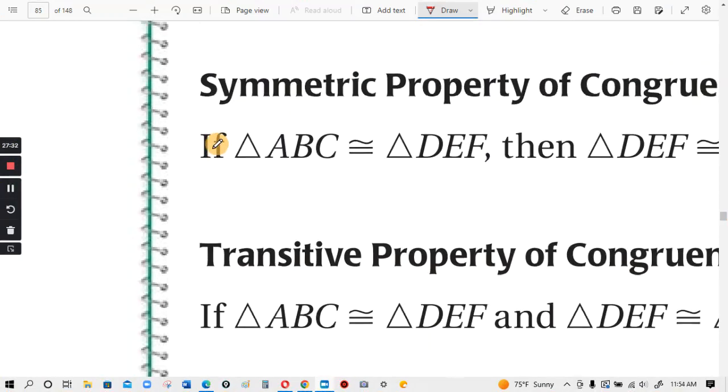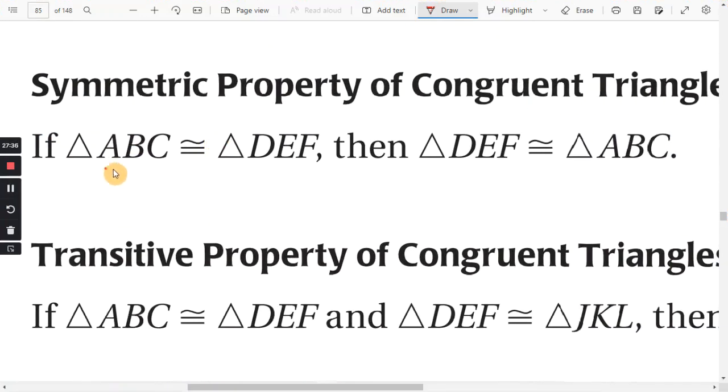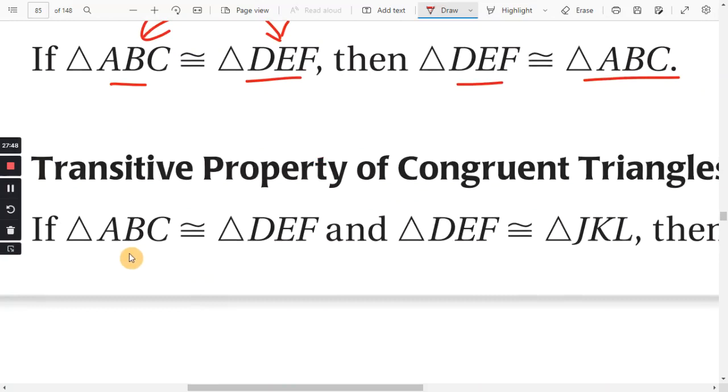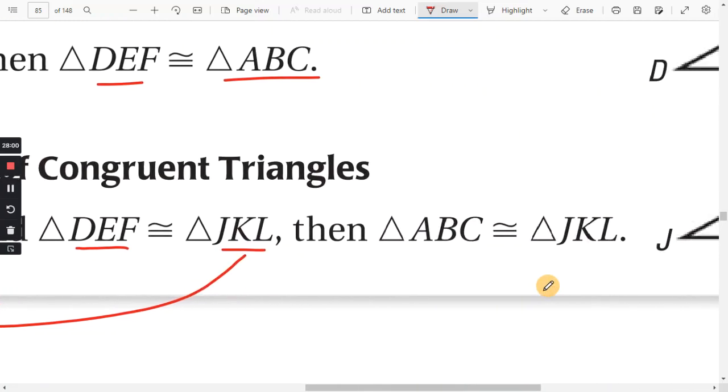All right, last two properties are simple. Symmetric property: if ABC matches DEF, then DEF is congruent to ABC. So no big deal, you can just reverse the first and last part of the statement. And the transitive property: if ABC matches DEF and DEF matches JKL, that means ABC is also going to match JKL. So that's it.